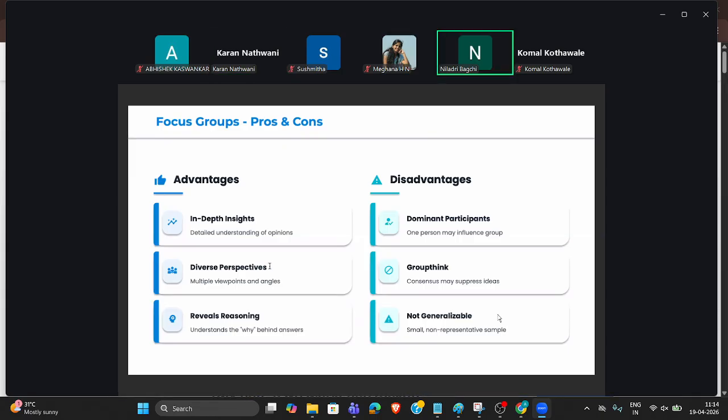Okay, I have 90%. There are very few people. Yes. And then, groupthink: consensus may suppress ideas. This could be a possibility, a challenge, but it can be converted into a positive, an advantage, if you get the answers to those questions. You got my point?